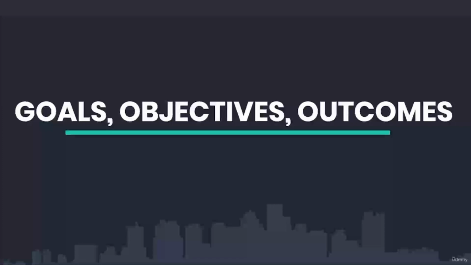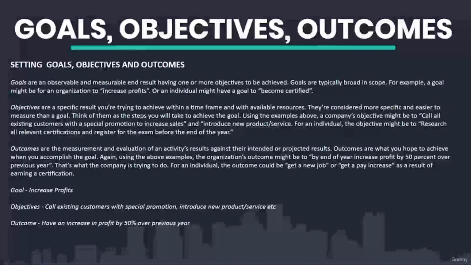In this video, we're going to go over the difference between goals, objectives, and outcomes. So let's go right ahead and jump into this here. So it's important to understand the differences between the goals, the objectives, and the outcome. Now, with goals, they're an observable and measurable end result having one or more objectives to be achieved.